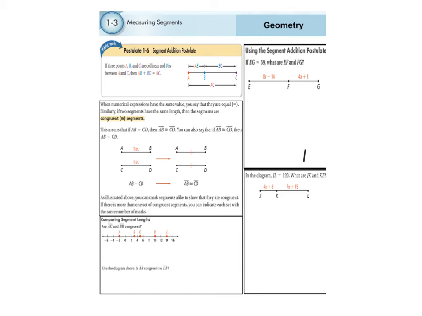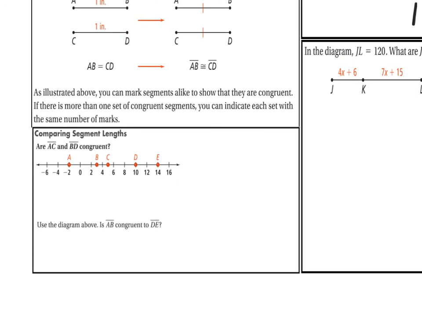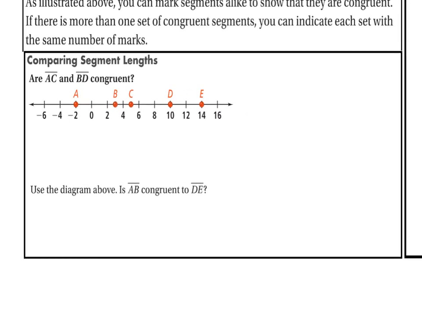Okay, the next part that we're going to look at is on the bottom here, and that is comparing segment lengths. It asks the question, are AC and BD congruent? Well, obviously you're not going to know unless you count how long they are. So segment AC, just what we did a second ago. Again, these are counting by 2s, but you'll notice that it's in the middle. So from A to C, I go 2, 4, 6, but you'll notice I don't go all the way to the next one. That happens to be 7 units long.